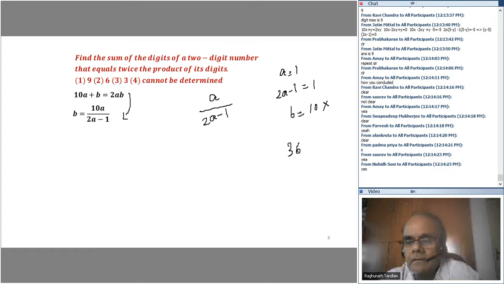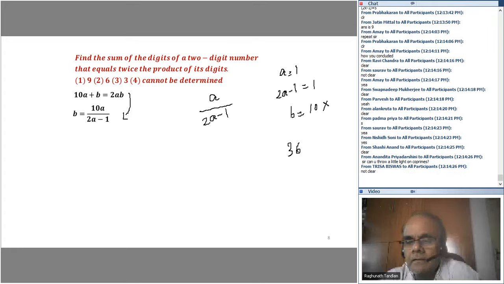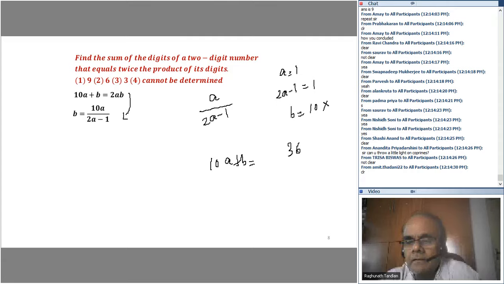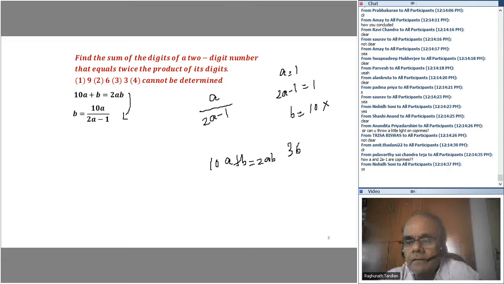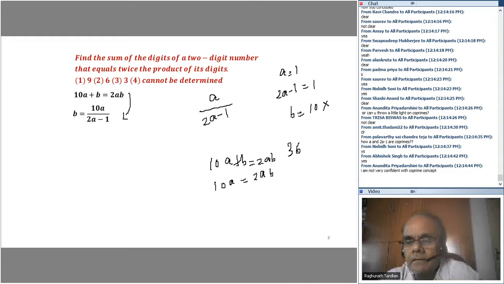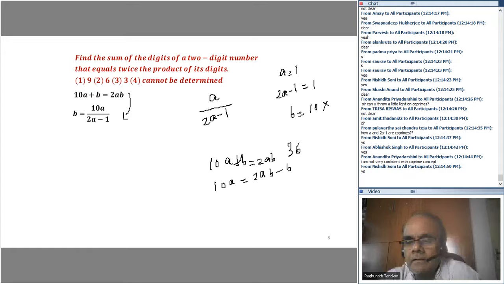What's your doubt, Nishit? 10a plus b equals 2ab. Are we clear with this equation? All of you are clear with this equation. Wait, I'll come to this, Parvati. 10a equals 2ab minus b. Are you clear? I'll come to Anindra. I'll tell you about the co-primes.